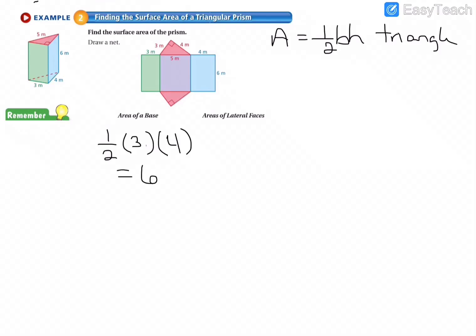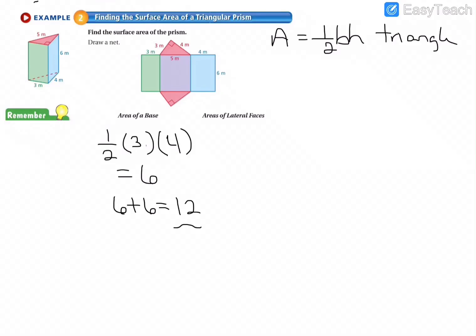Okay, so you can see here on a triangular prism, you have 2 bases and 3 lateral faces. Why? Because a triangle only has 3 sides, so you're only going to have 3 lateral faces. So you need 5 areas for this surface area. So 6 is for one triangle, but you do have 2 triangles, so 6 plus 6 equals 12. So the area of the bases is 12.